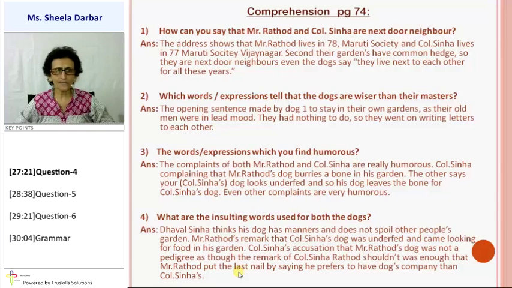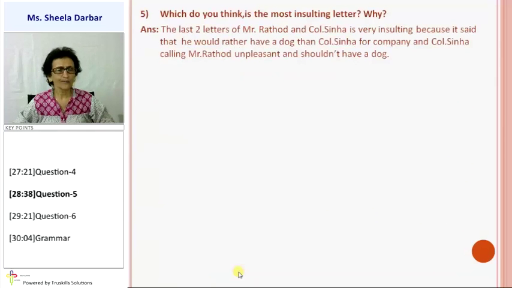Now for this answer you can make columns, and on one side you write Colonel Sinha and on the other side you write Rajiv Rathore, and whatever complaints you have, in very short note making, you can write one below the other. Fifth question. Which do you think is the most insulting letter and why?